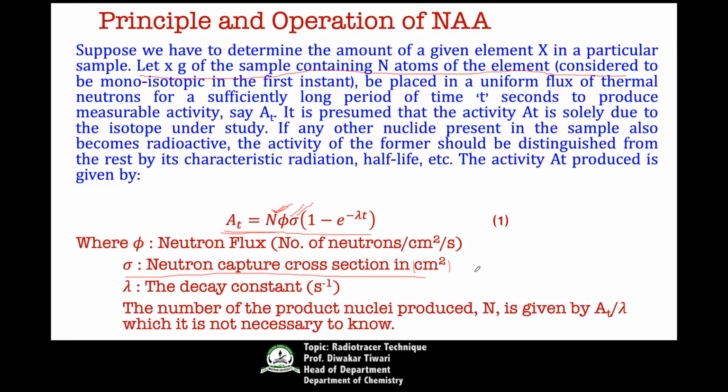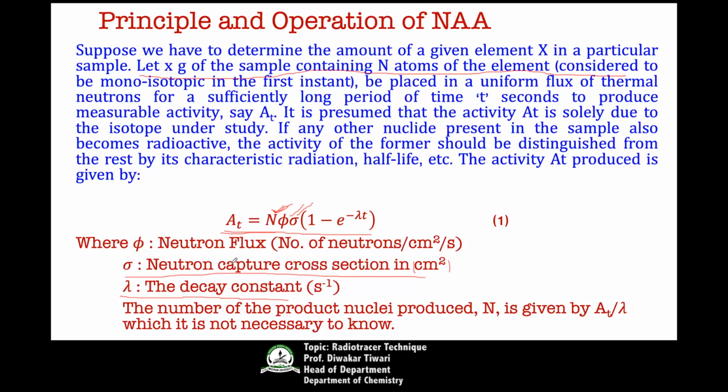So the question is, what is the probability? The probability of capturing thermal neutrons by uranium-235 is very high. That's why the neutron capture cross section is very high for uranium-235, and very low for uranium-238. So one has to understand that this is the probability of the nuclear reaction or neutron capture to take place, and that is represented as a cross-sectional area. And lambda is the decay constant.